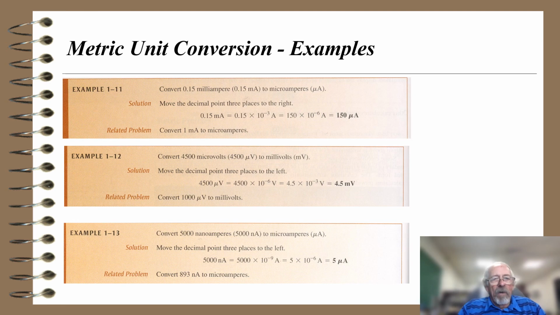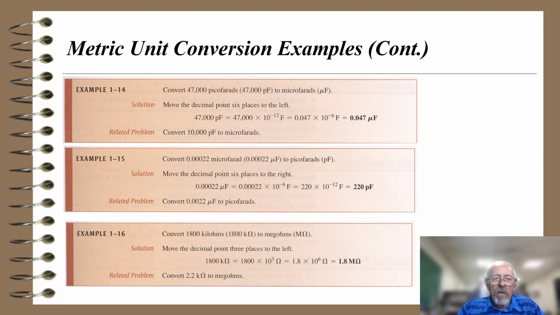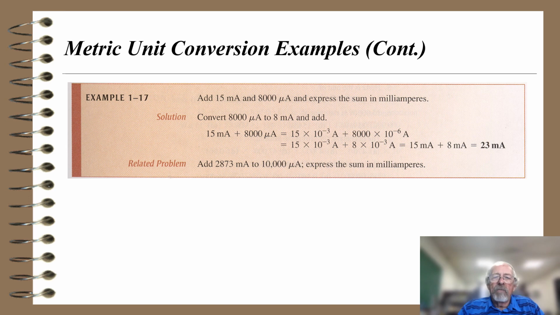Okay, there are some metric unit conversion examples here, so I'm not going to go over them. Examples 1-11, 1-12, and 1-13 give you some examples of converting, say, 0.15 milliamperes to microamperes. Example 1-13, convert 5,000 nanoamperes to microamperes. So you want to go over those if you're not familiar with this. And here are some more examples. Examples 1-14 through 1-16 do some more metric unit conversions, and the last one here, 1-17, is again more metric unit conversion.